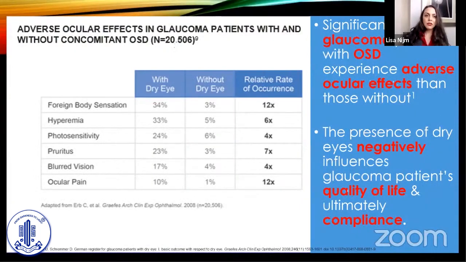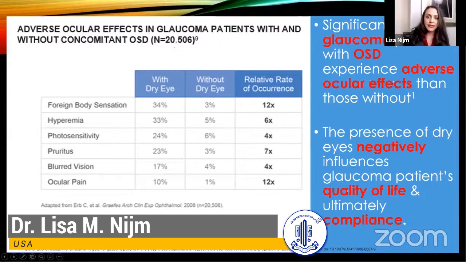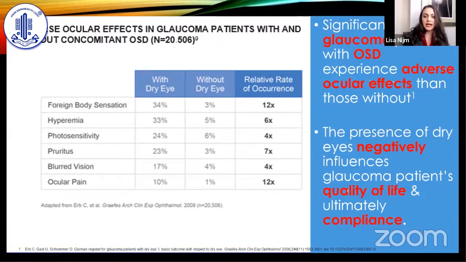And then when you look at the adverse ocular effects in glaucoma patients when they have ocular surface disease compared to when they don't, there are significantly more glaucoma patients that have ocular effects with OSD than do not. Just looking briefly at this table, foreign body sensation, 12 times more likely. Hyperemia, 6 times more likely. Ocular pain, 12 times more likely. And we know that the presence of these symptoms negatively influences the glaucoma patient's quality of life and ultimately their compliance.